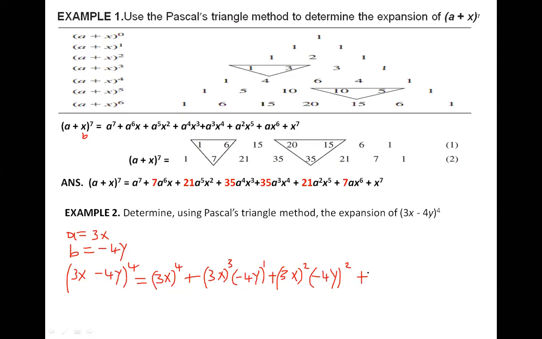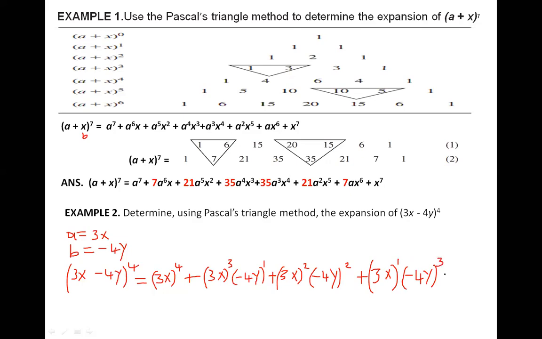This 3x will also reduce in power again. So this 2 minus 1, you get a 1. And then this negative 4y will increase in power, which is going to be 2 plus 1. We're going to get 3.